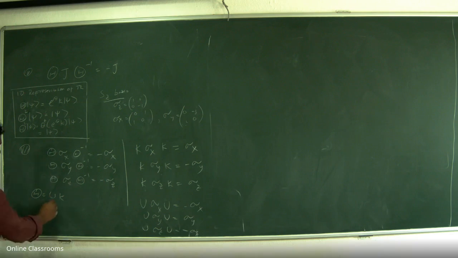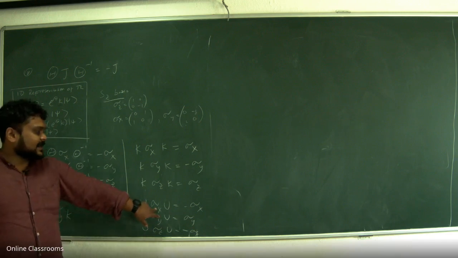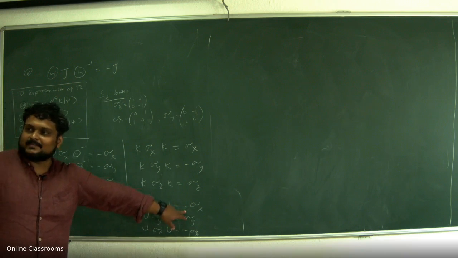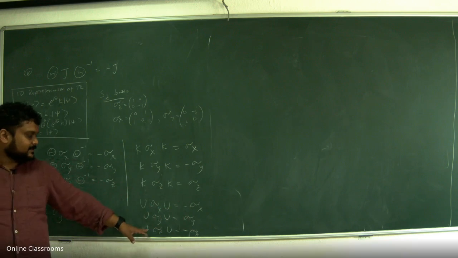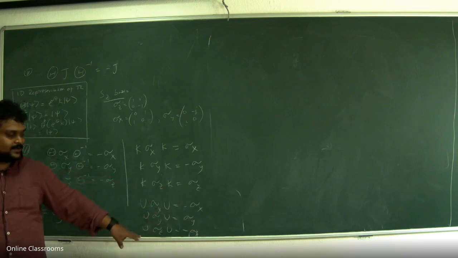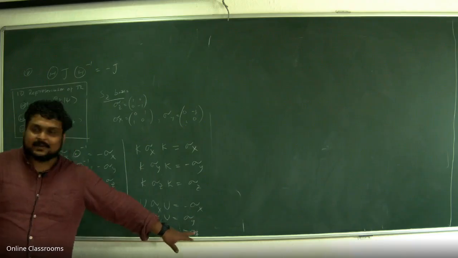So I can take the U as sigma y, right? Because sigma y, sigma x, sigma y will give me minus sigma x. Sigma y, sigma y, sigma y will give me sigma y, because two sigma y will give identity. And sigma y, sigma z, sigma y will give me minus sigma z.